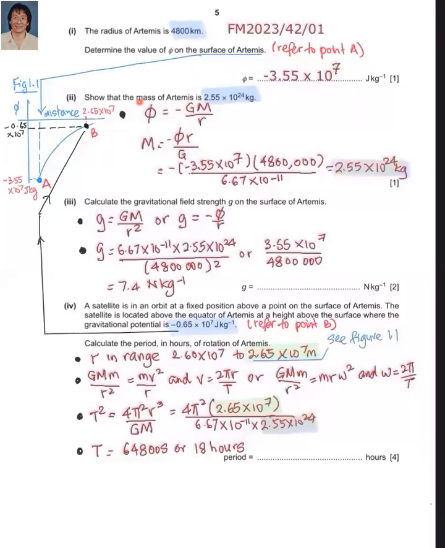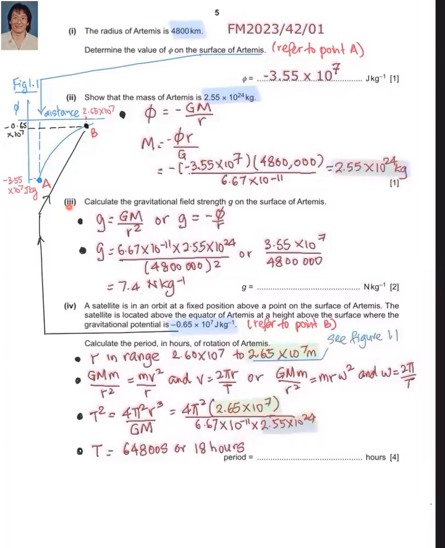And then show that the mass of Artemis is 2.55 times 10 to the power 24 kg. In order to solve this question, you must know the formula for gravitational potential, which is gravitational potential equals minus GM over r. So M equals minus gravitational potential times radius divided by the gravitational constant. Substituting the values into this equation will give you 2.55 times 10 to the power 24 kg. This will carry 1 mark.